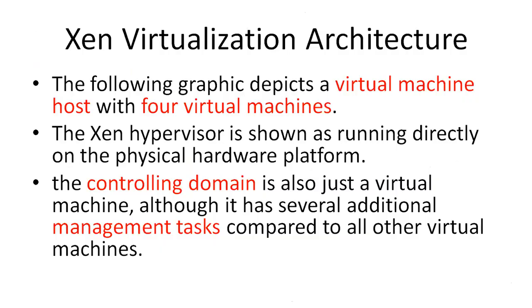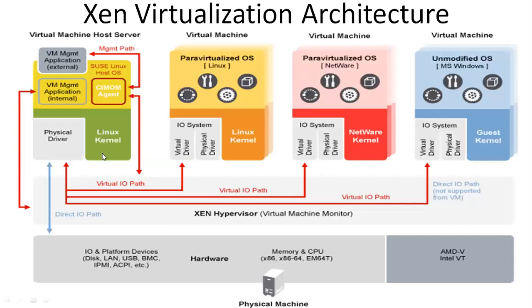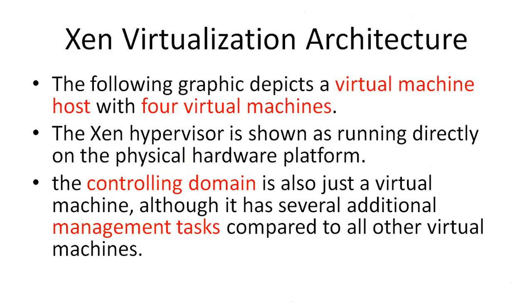Xen hypervisor is shown as running directly on the physical hardware platform. The controlling domain is also referred to as a virtual machine. Here, the left hand side indicates the controlling domain. The controlling domain, or domain 0, is an environment just like a virtual machine; in the sense of a host server. In this case, you call the controlling domain a host server.